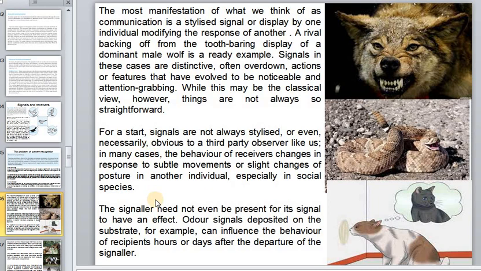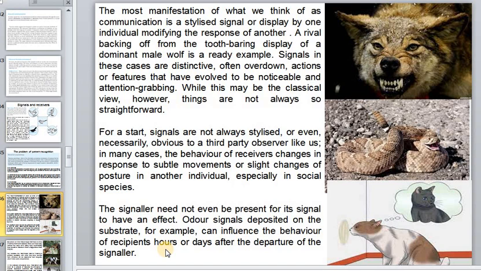And for a start, signals are not always stylized or even necessarily obvious to third party observers like us. In many cases, the behavior of receivers changes in response to subtle movements or slight changes of posture in another individual, especially in social species, and a signal need not even be present for its signal to have an effect.